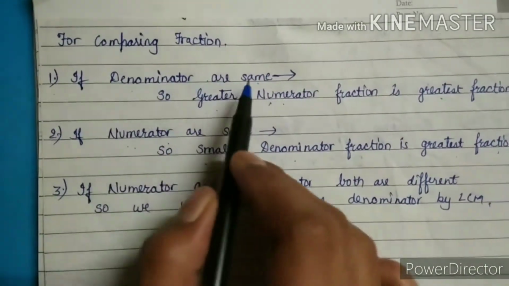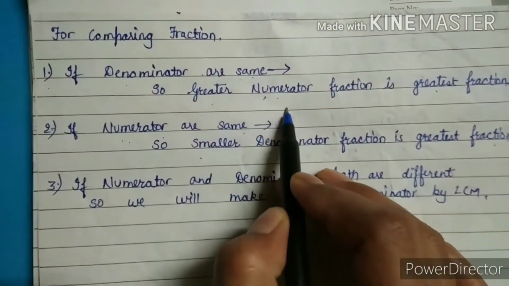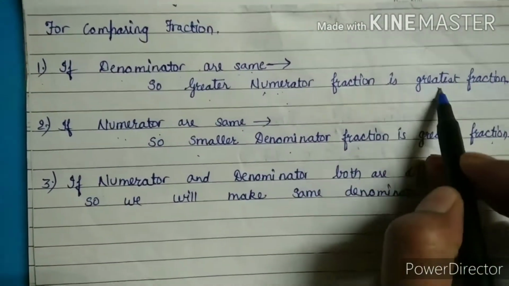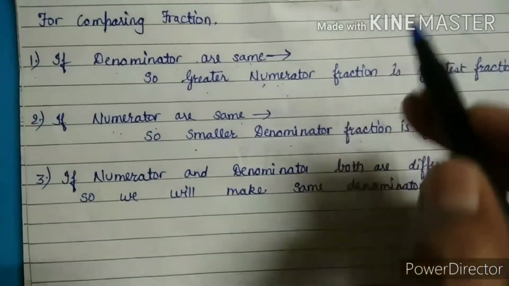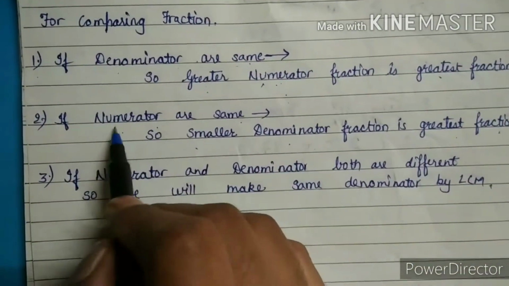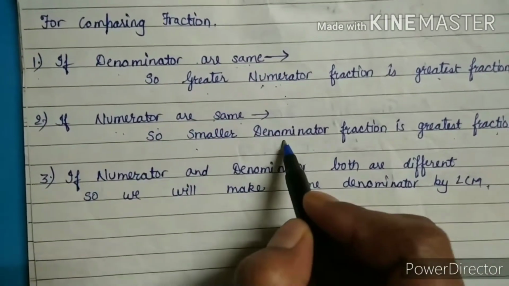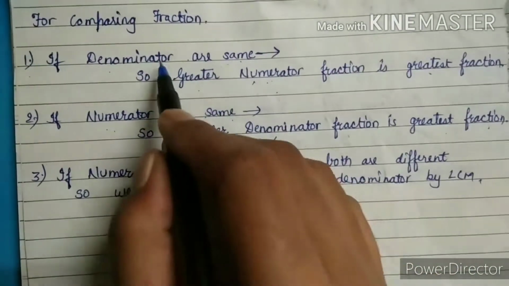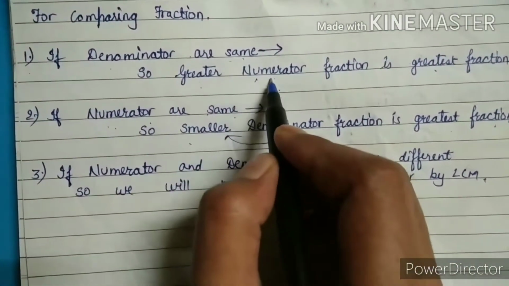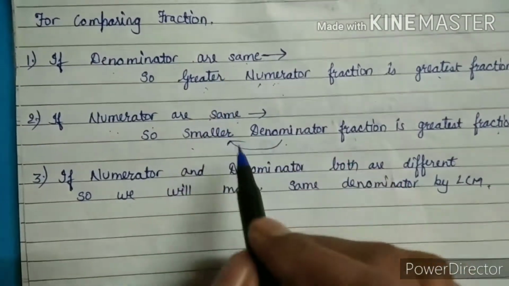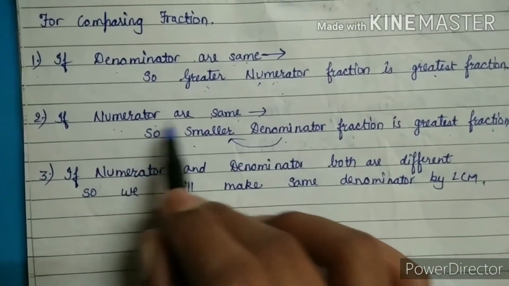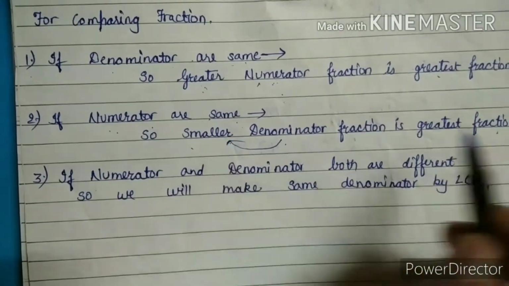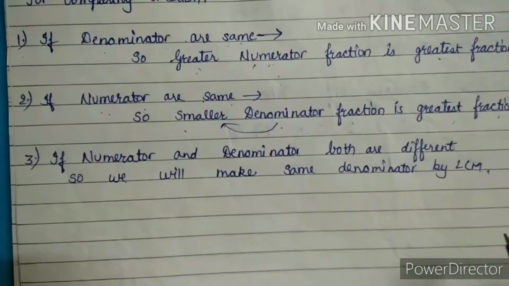So when the denominators are the same, in that case we will see the numerator. The greater numerator fraction will become the greatest fraction. Just opposite in the numerator: if the numerators are the same, we will see the denominator, but it should be smaller. In the case of the same denominator, the numerator should be greater. But in the case of the same numerator, the fraction with the smaller denominator will become the greatest fraction.